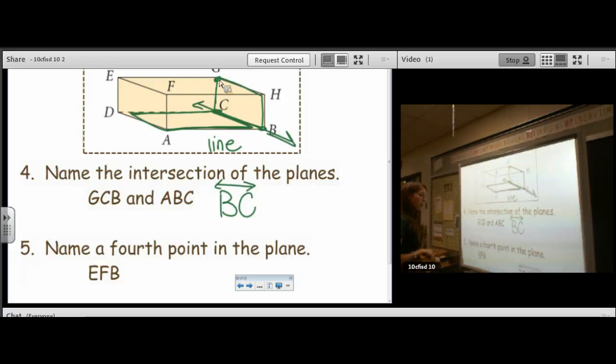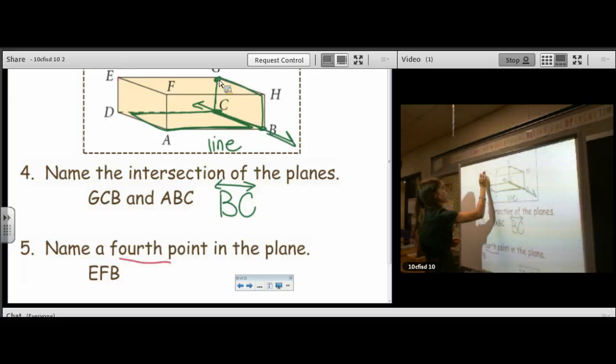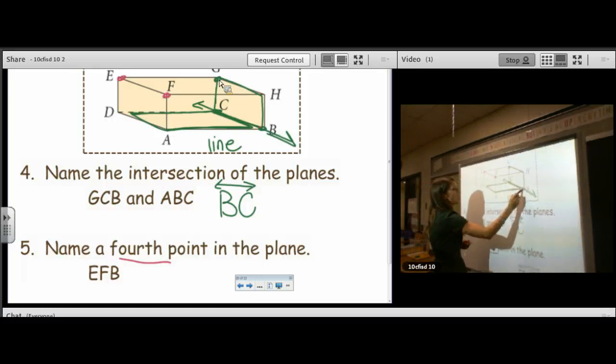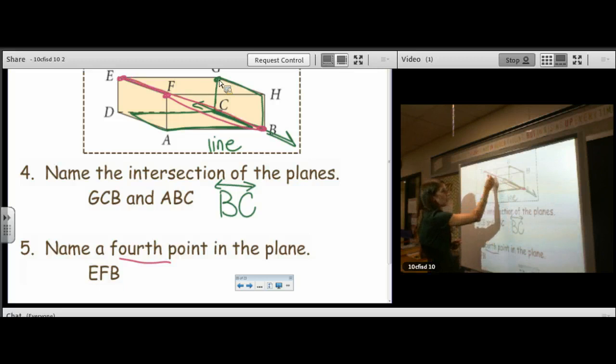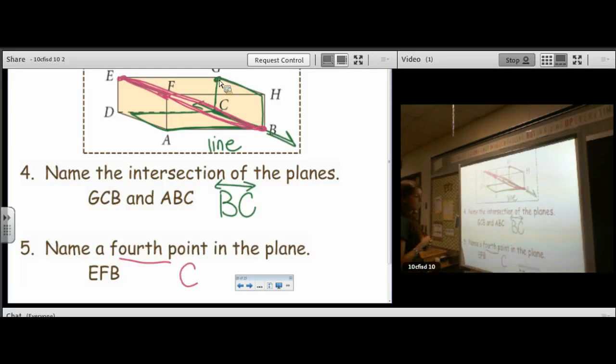Name a 4th point in the plane EFB. Whoa. That's a plane like shooting through my box. Do you see that plane? It's like shooting through the box. It's a diagonal plane. So the 4th point in that plane would be C.